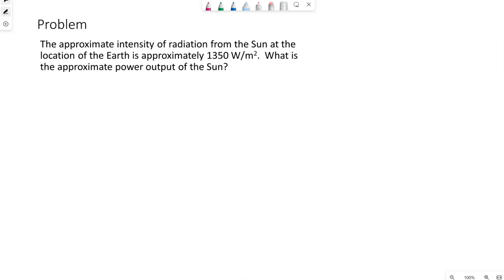We have an example problem here. The approximate intensity of radiation from the sun at the location of the Earth is approximately 1,350 watts per meter squared. What is the approximate power output of the sun?